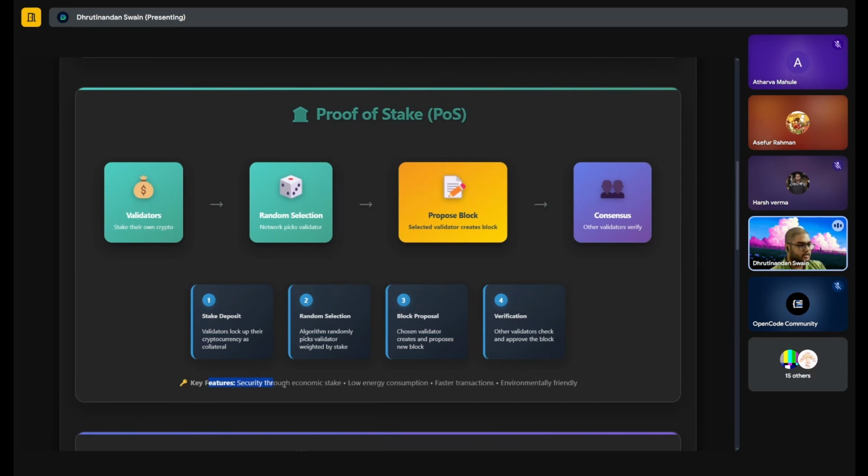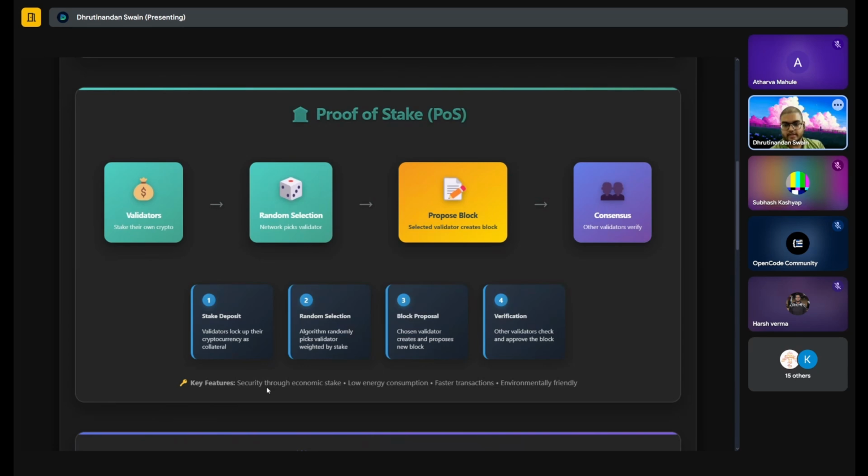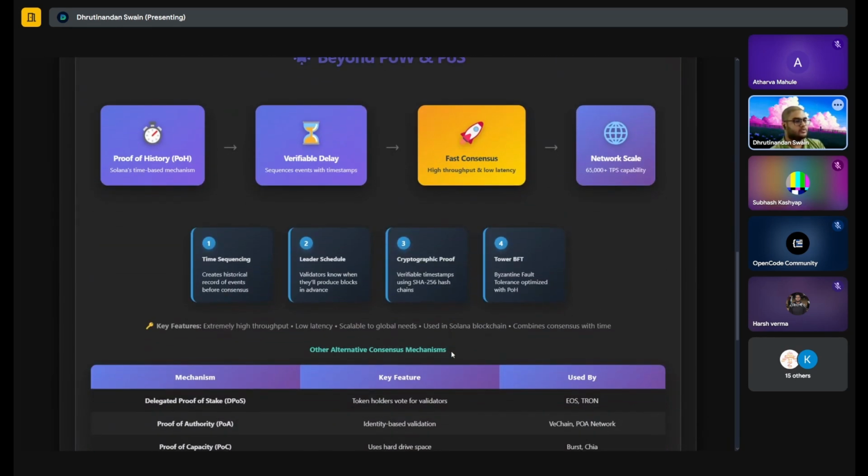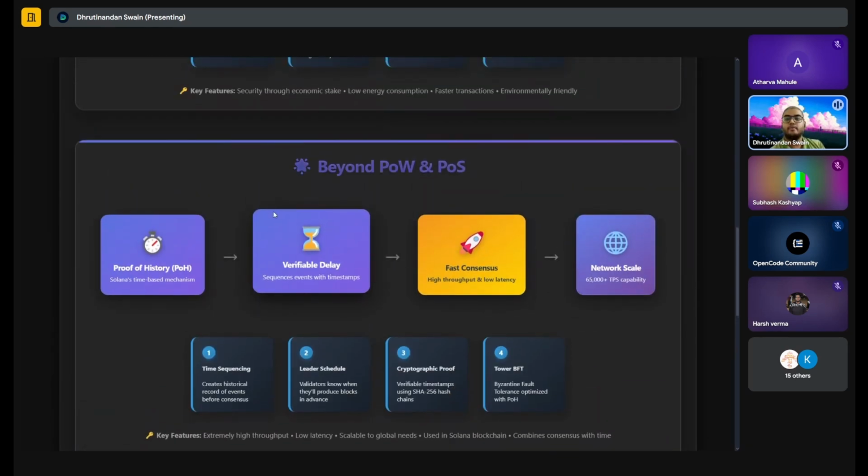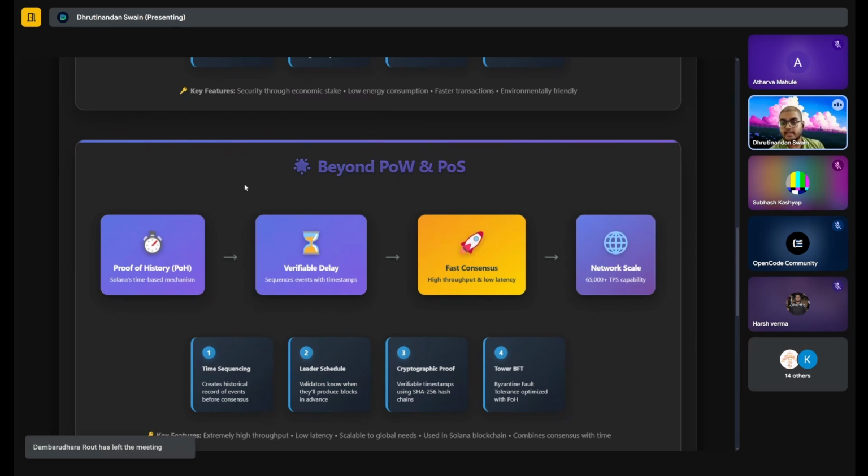So here are the key features: low energy consumption, faster transactions, environment friendly, and security through economic stake. Here is something beyond proof of work and proof of stake: proof of history, which was introduced in Solana. In Solana, proof of stake is not the only consensus mechanism. It works along with proof of history, a new type of consensus mechanism. It's not exactly a consensus mechanism, but a helping hand that improves the speed as well as the transactions per second of Solana. We will discuss it later on.